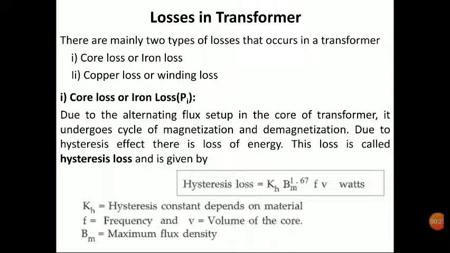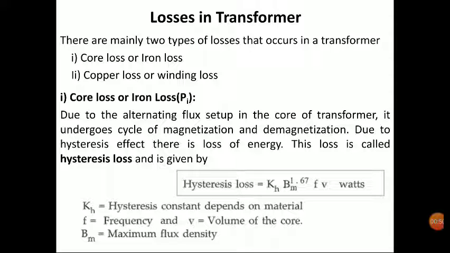First, let us take up the core loss, also called iron losses. We are going to use P suffix i for indicating the iron loss. Again, in turn, this core loss can be divided into two types: one is hysteresis loss and the other is eddy current losses. First, let us discuss the hysteresis loss in the core of the transformer.